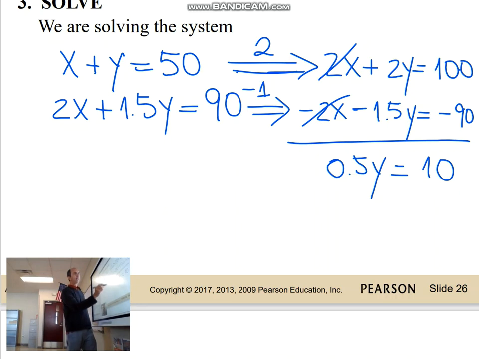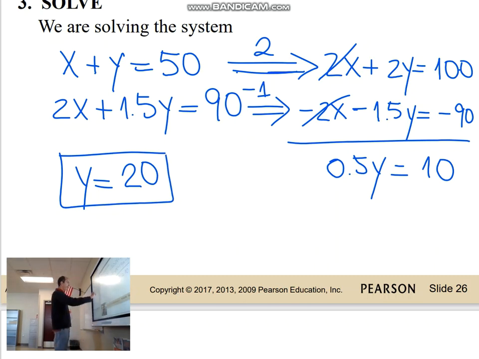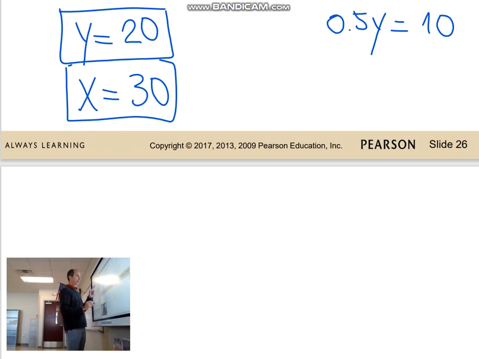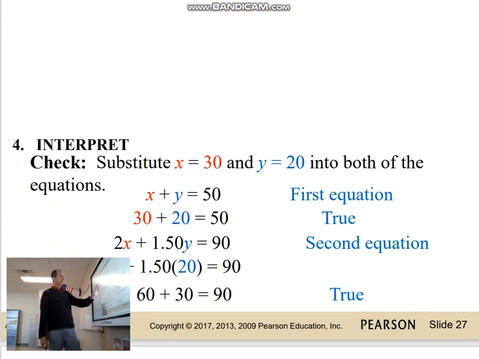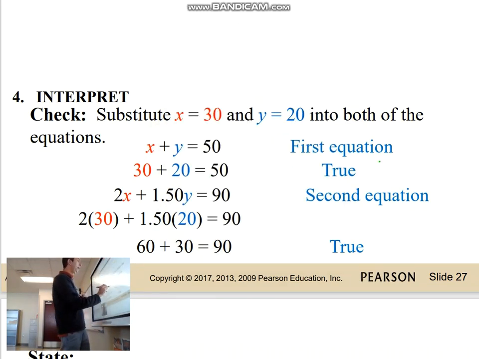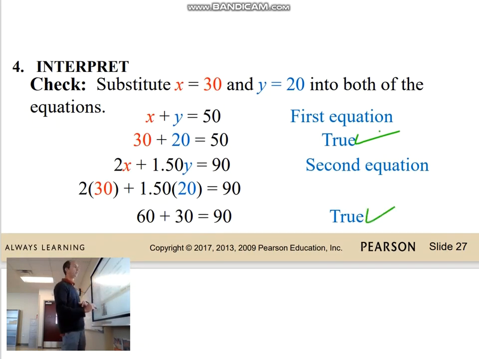We can find that 0.5y equals 10. That means y equals 10 divided by 0.5, 20. y is 20. If x plus y is 50, that means x equals 30. Check, interpret the results: plug into each equation and find if it's true. For the first equation, it's going to be true. The second equation is going to be true as well.